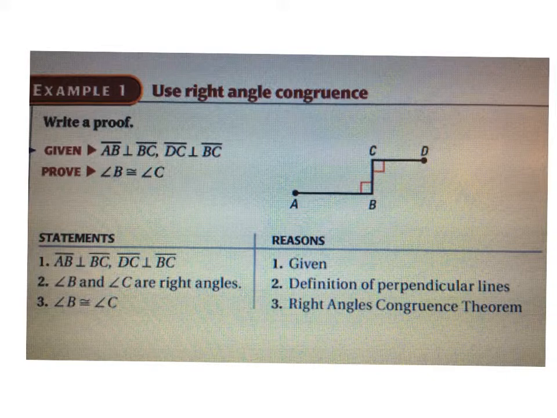Okay, so this one's going to save us a lot of steps. We're just going to have 3 steps here. So we have our given, the nice easy one. So again, we go ahead and put in our given. Line segment AB is perpendicular to line segment BC. Line segment DC is perpendicular to line segment BC.